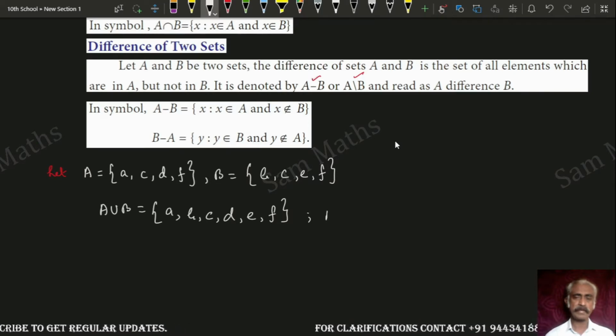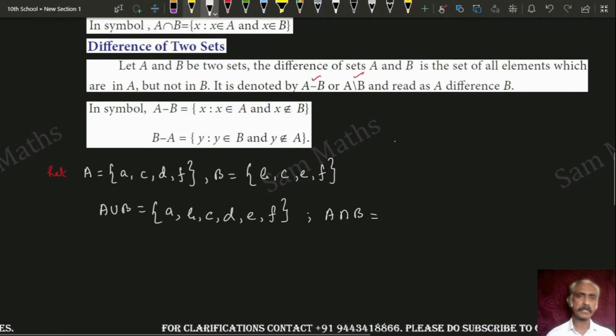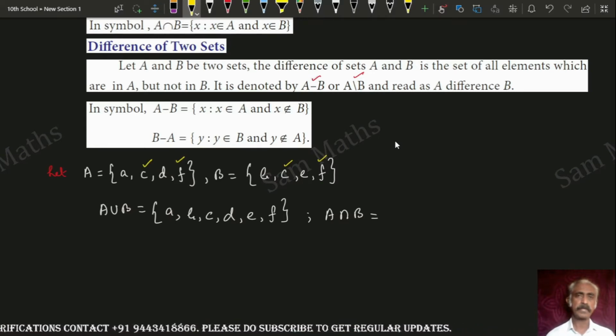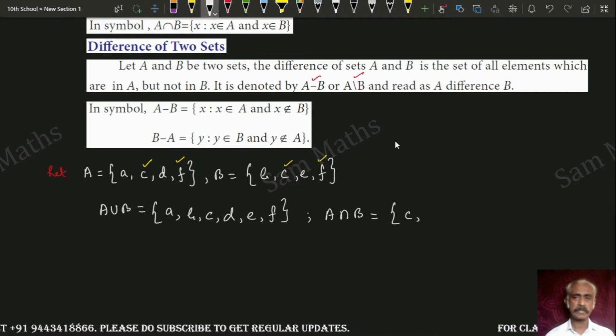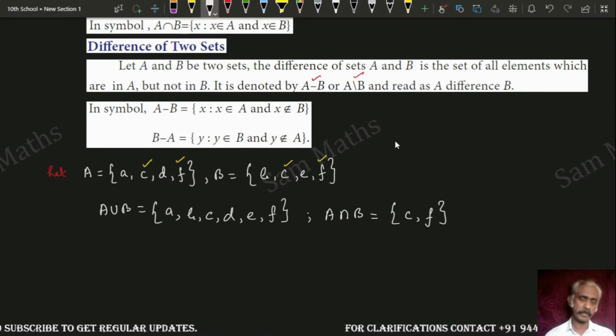Then A intersection B, which means common elements. Here the common elements are C and F. Okay, children? These are the common elements. Therefore, we are getting C comma F. It's intersection. It's common for A and B. Common from A and B.